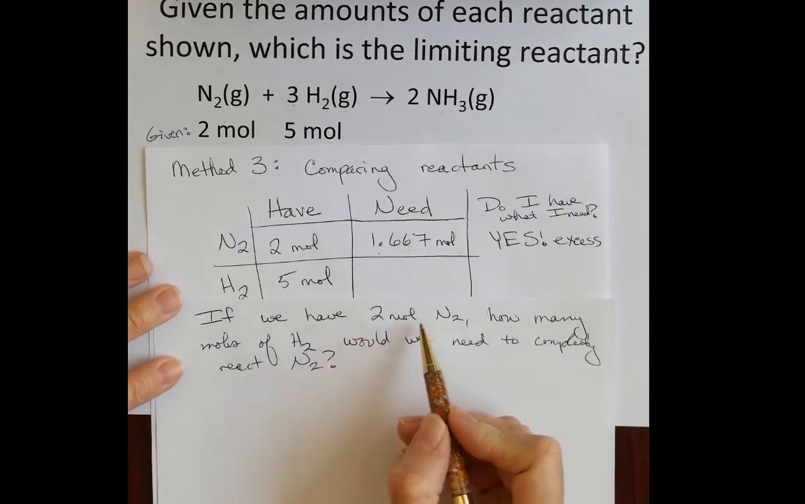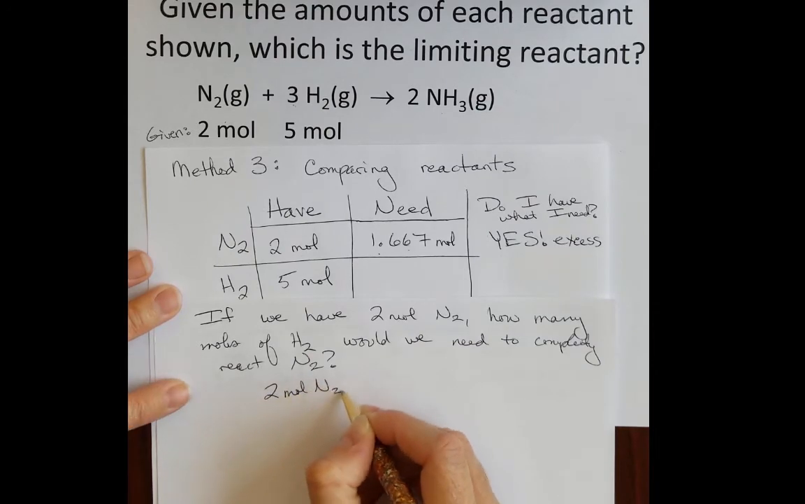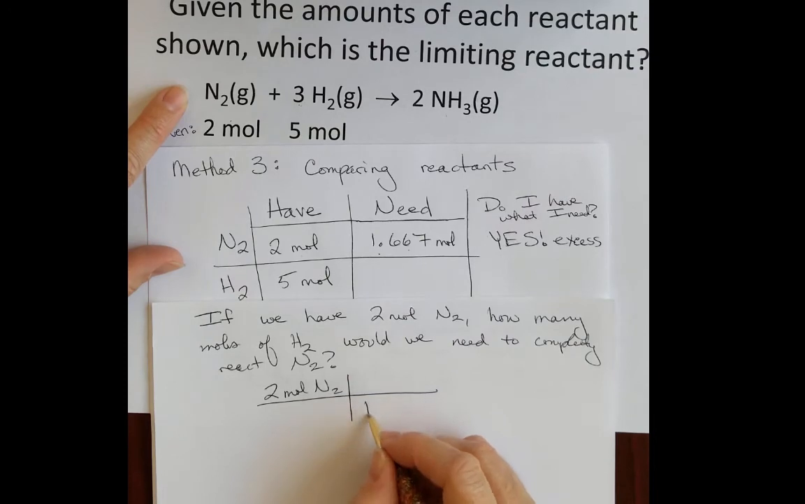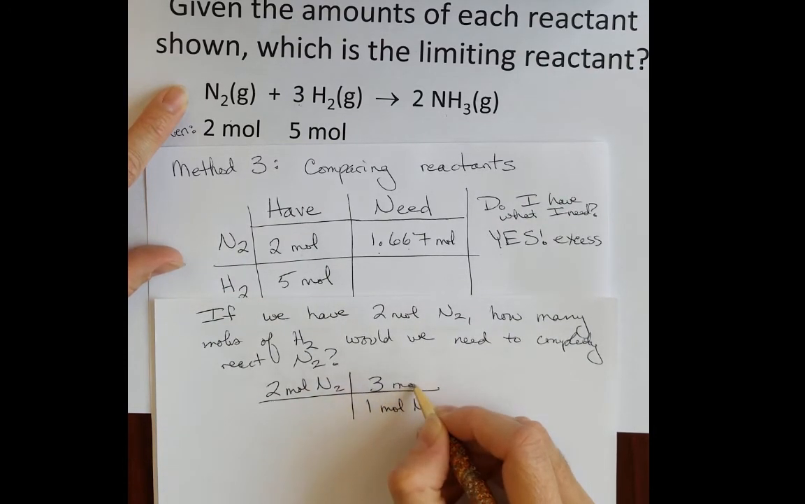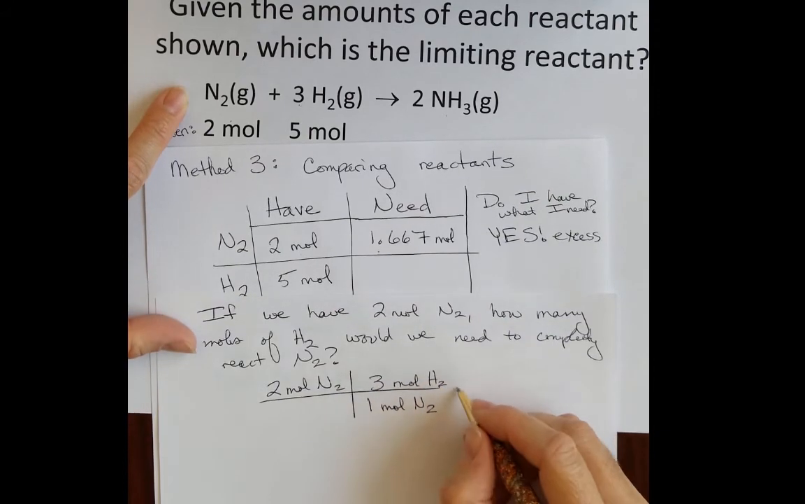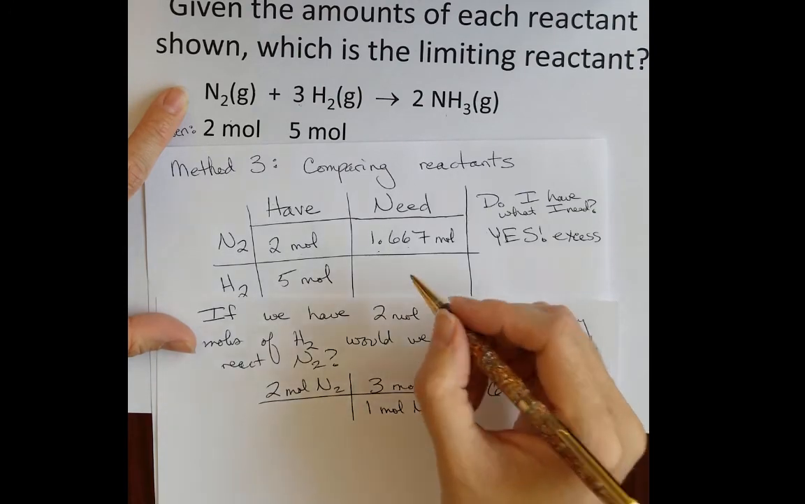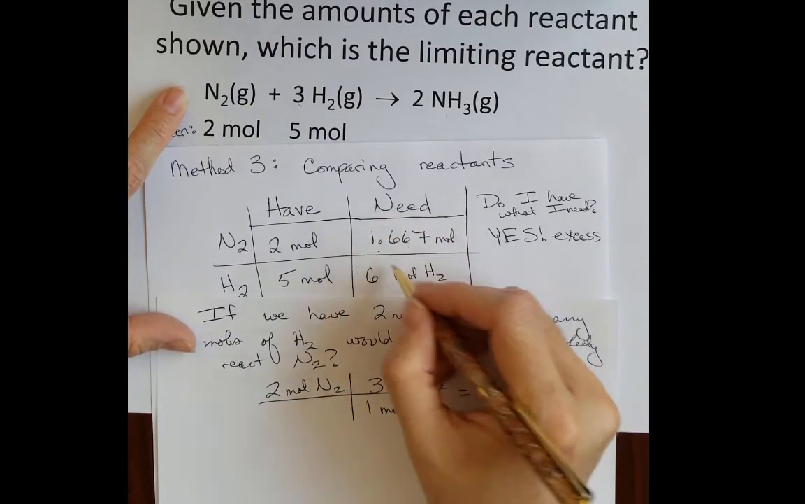Now notice, we're starting off with a given amount of nitrogen, so 2 moles of nitrogen. Then I'm still going to use my stoichiometric coefficients. So for every 1 mole of nitrogen, I need 3 moles of hydrogen. So in this case, I need 6 moles of hydrogen. So that would go here. So here's my 6 moles of hydrogen. It's the amount that I need.